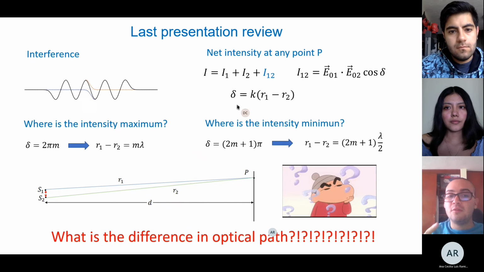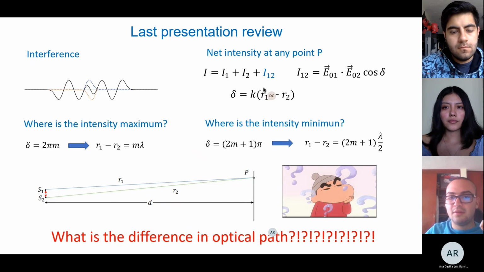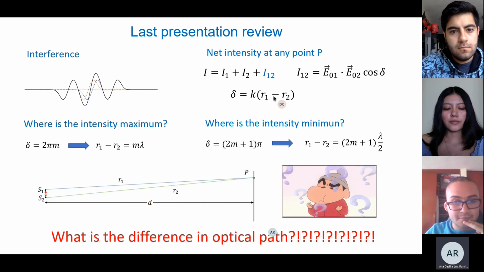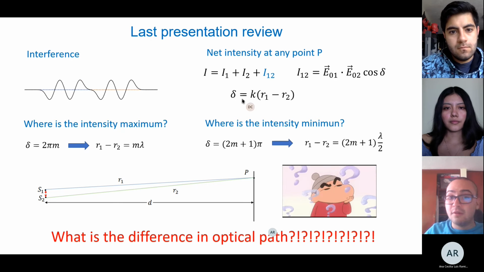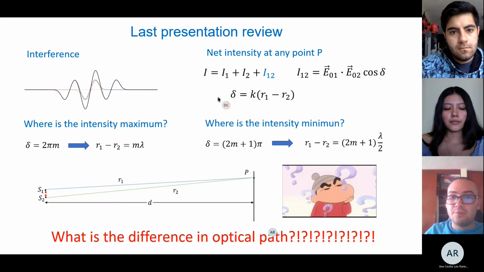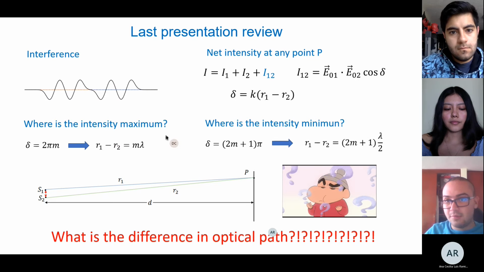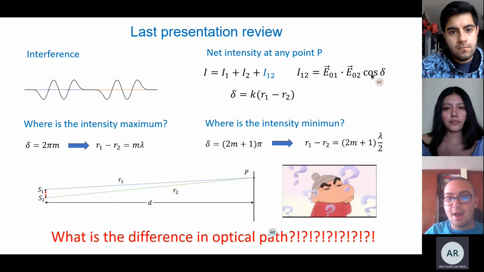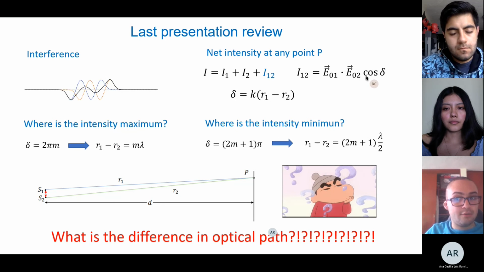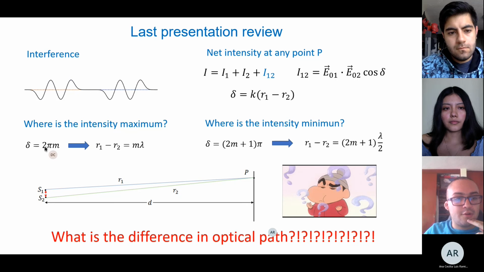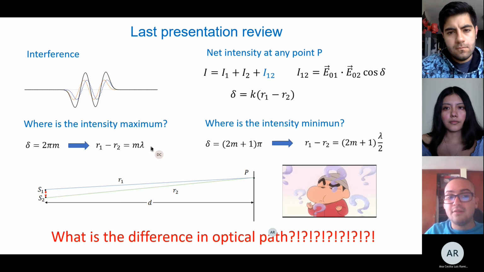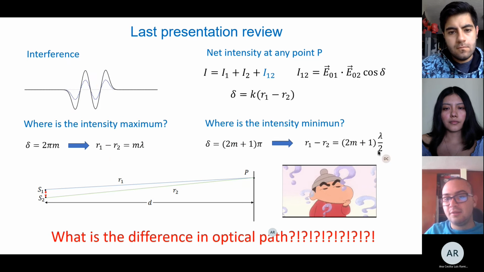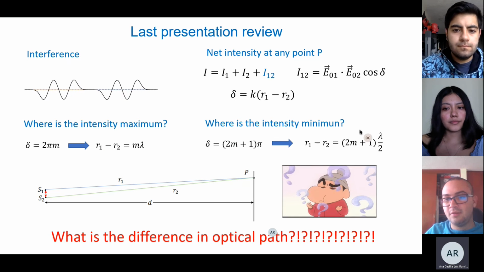Now, if we assume that each source emits the same wave number, then we can express delta in terms of the optical path difference. So now we just want to know at which points the intensity is maximum or minimum, which just means when this cosine is going to be either 1 or -1. So this is the condition of the optical length for maximum intensity, and this is for minimum intensity.